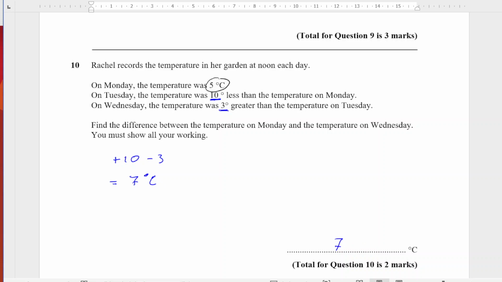Alternatively, you could have done 5 plus 10, take away 3, and then you've got to work out the temperature difference between 5 and that temperature. It does ask for the temperature difference, so you don't really need that first figure.